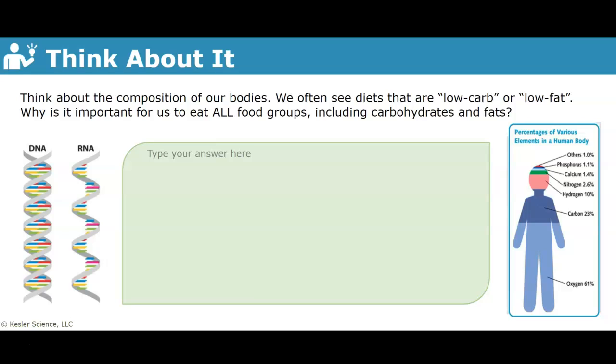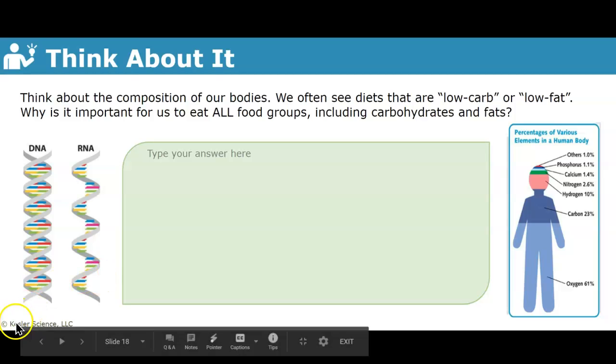Think about the composition of our bodies. So we often see diets that are low carb or low fat. Why is it important to eat all food groups, including carbohydrates and fats? And you may need to go back and look at the slides about those to help you remember those.